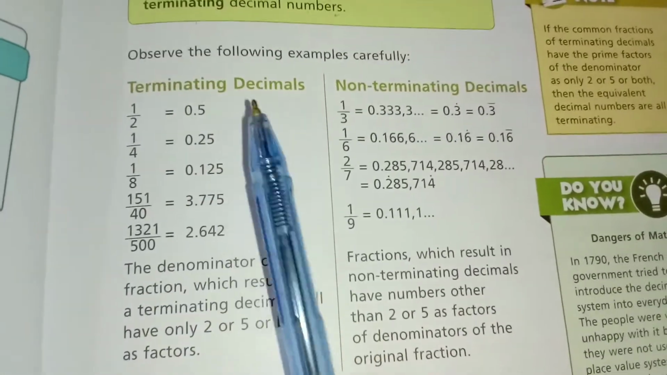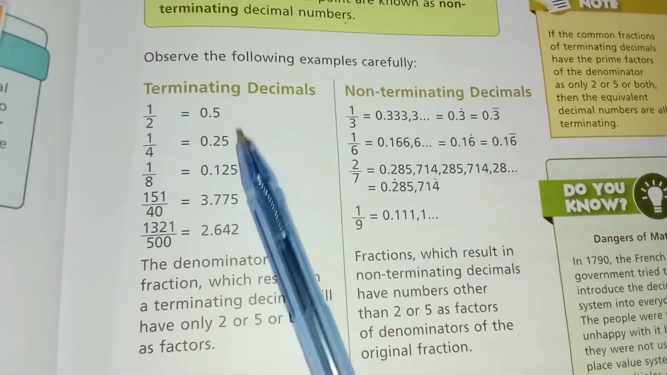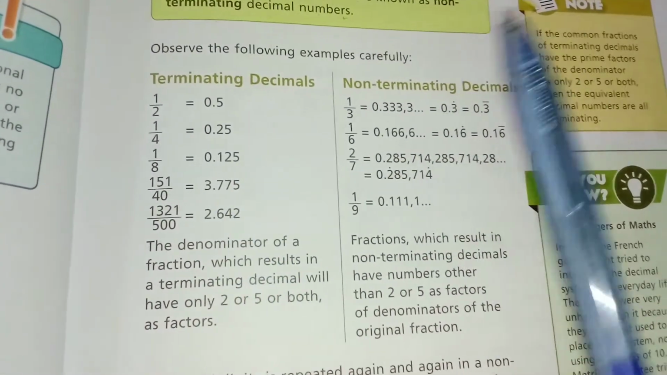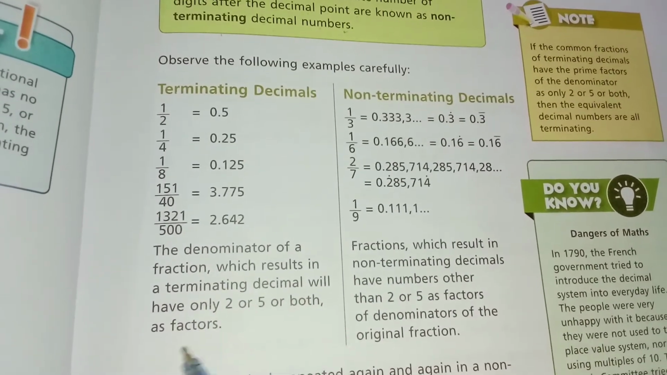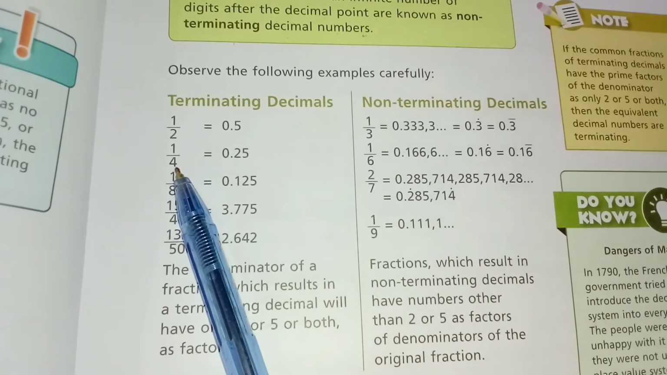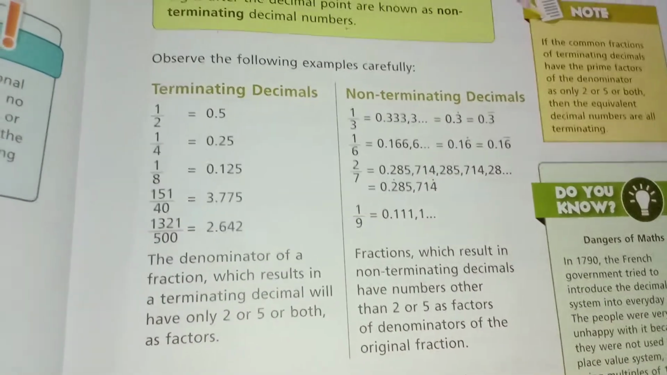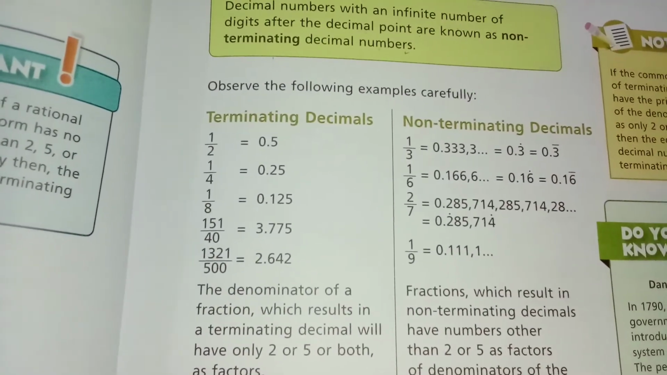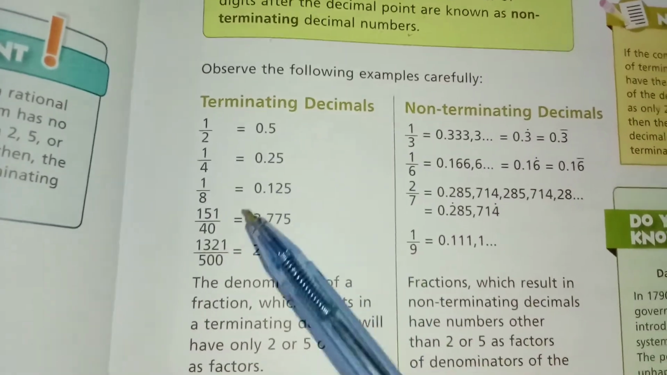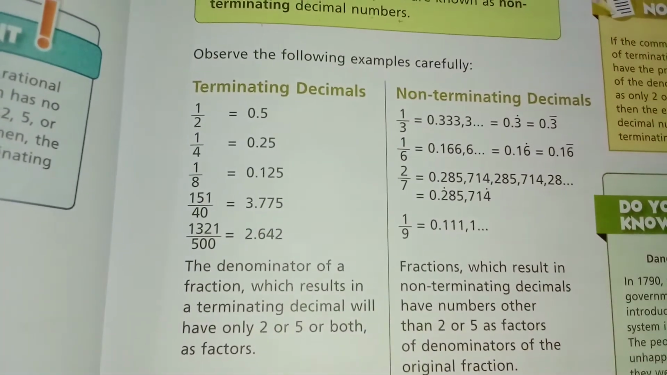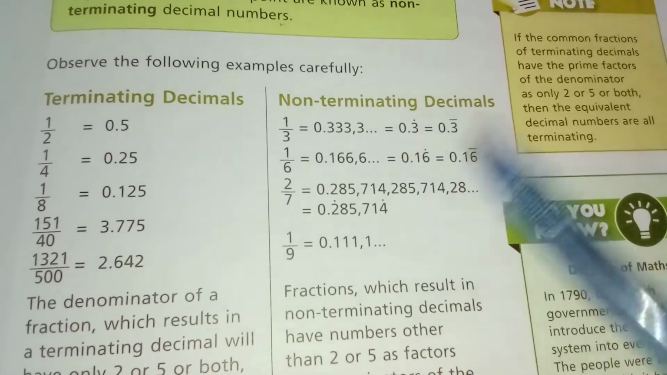So these are the examples of terminating decimals and these are the examples of non-terminating decimals. The division process ends, so this is terminating. The denominator of a fraction whose result is a terminating decimal will have only 2 or 5 or both as factors. As you can see, 4 is equal to 2 multiplied by 2. 8 is 2, 2, 2 and 40 is equal to 2 multiplied by 2 multiplied by 2, that is 8, and 8 multiplied by 5 equals 40. So these all have the prime factors 2 or 5. So these are non-terminating decimals because the division process doesn't end.